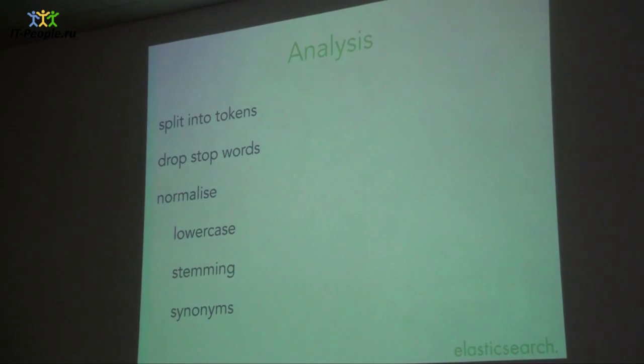So to sum it up, this process is called analysis, and it's something that happens when you index a document. Of course, you can customize it, and that's one of the critical parts that you need to care about when you're configuring your search engine. But by default, it will just drop the stop words. It will normalize the terms, the words. So it will do lowercasing, stemming. It will apply synonyms.